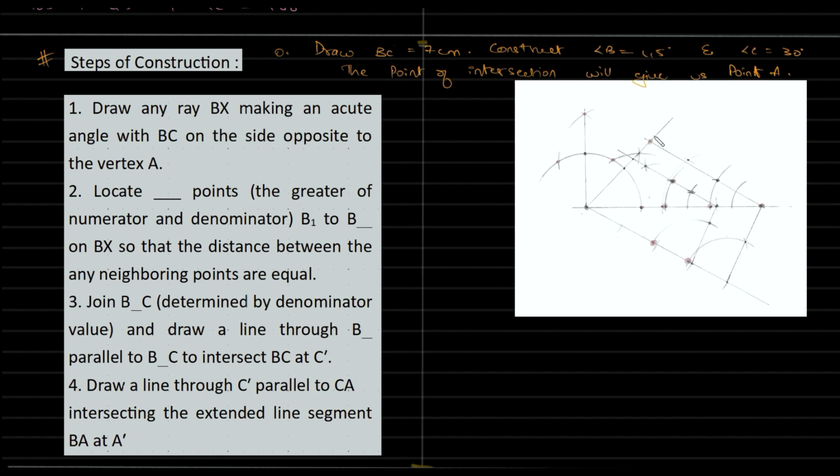So this is our A, B and C. This is C dash and that's A dash. So draw a ray BX making an acute angle. Locate 4 points, B1 to B4 on BX, the greater of the numerator and denominator, so that the distance between any neighboring points are equal. Join B3 and C determined by the denominator, and draw a line through B4 which is parallel to B3C. Then draw a line through C dash parallel to CA intersecting the extended line segment BA at A dash.